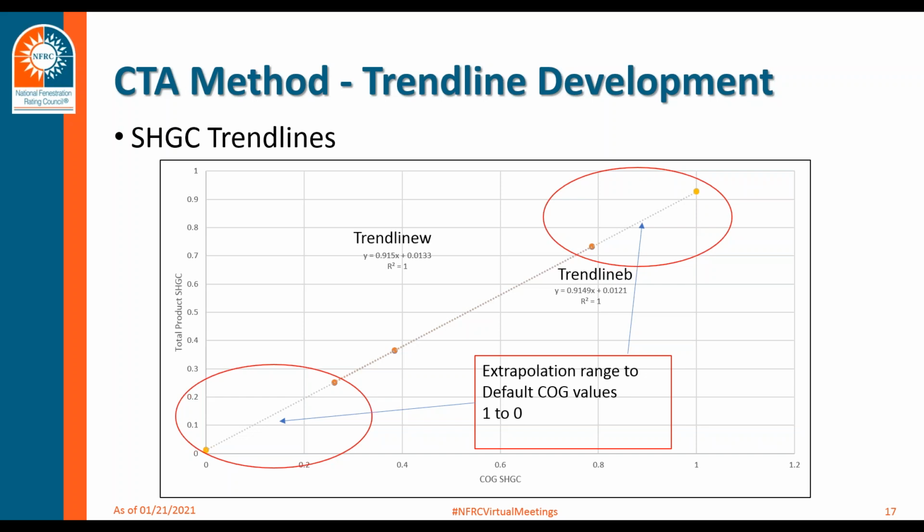From this plot, it may appear that there's only one trend line plotted. However, let me assure you that there are 2, and you can see this by reviewing the slope-intercept equations. The spacer has slight influence on the total product solar heat gain, and therefore slightly different slope-intercept equations between spacers.